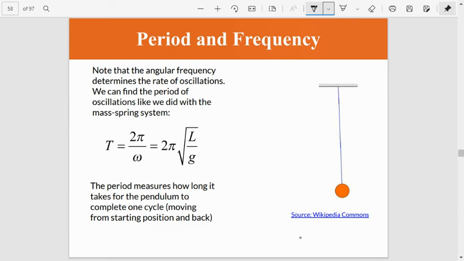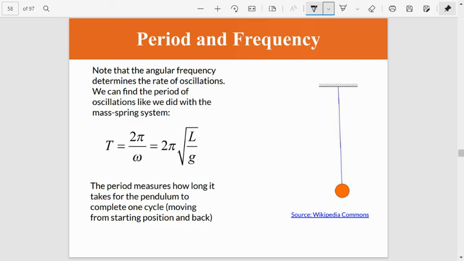So then the pendulum swings left and right. We can talk about its period and its rate of oscillations. How long does it take to swing through a full arc? And since the angular frequency is related to the period, like we've seen in the other harmonic oscillators, we can calculate the period if we know the length of the pendulum and the gravity.